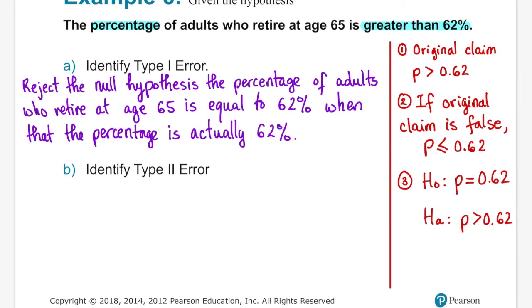B. Identifying the type 2 error. Type 2 error is when you fail to reject H0. That means you believe that p is equal to 62%, but in fact it's not equal to 62%.